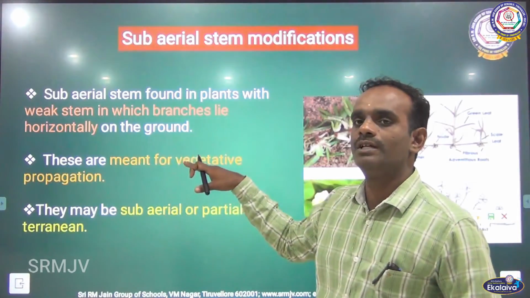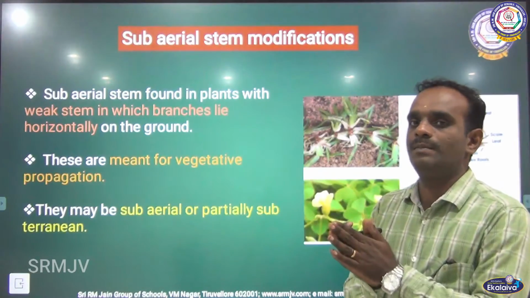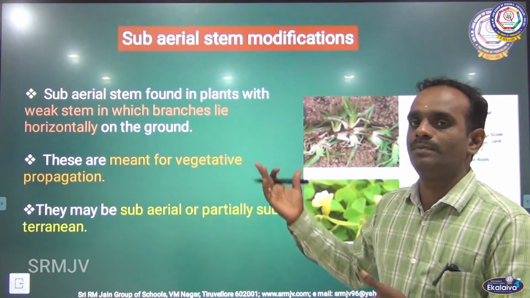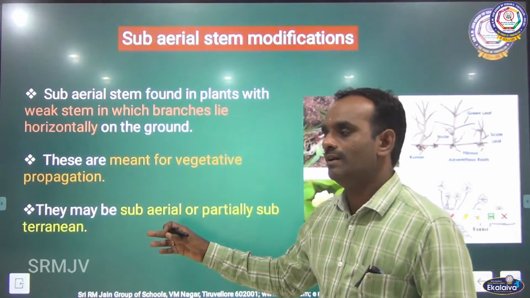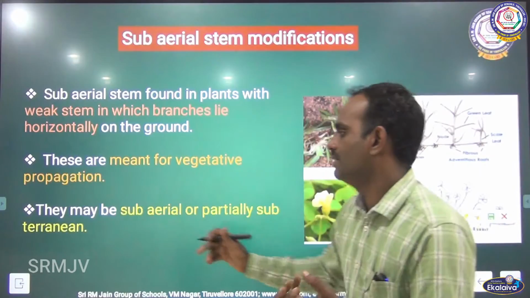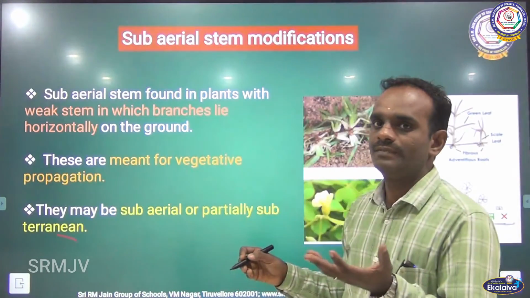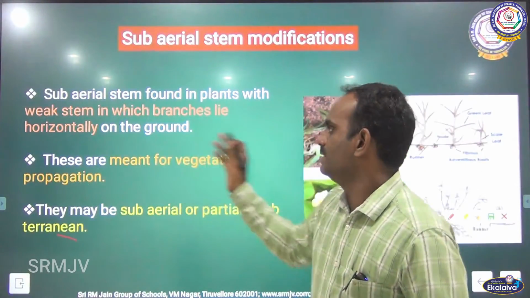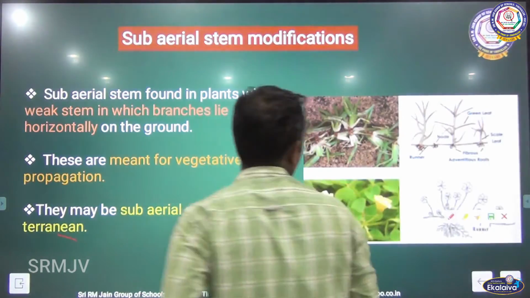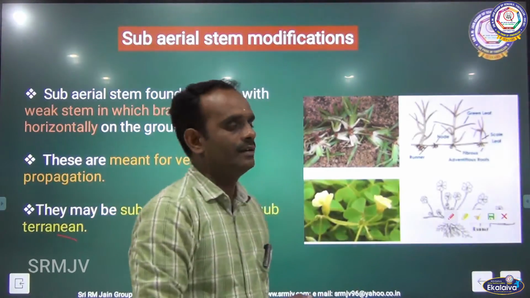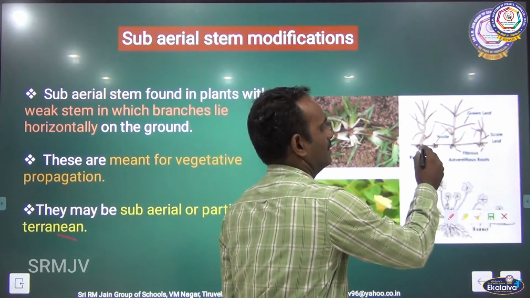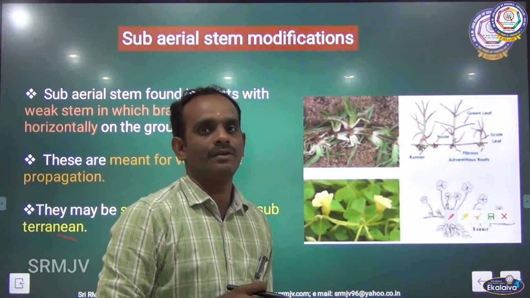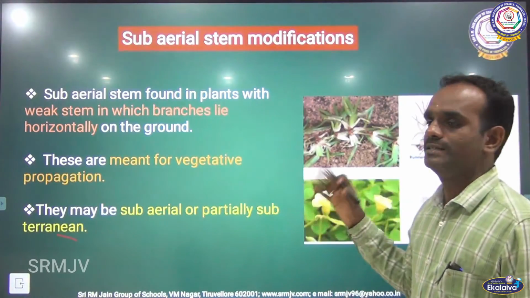These are meant for vegetative propagation. The branches of the subaerial stem plant are meant for vegetative propagation. They may be subaerial or partially subterranean. Subterranean means on the ground, terrestrial land. See the picture here, children. Here the plant has branches. The branches grow horizontally on the surface of the ground. So this is called subaerial stem modification.